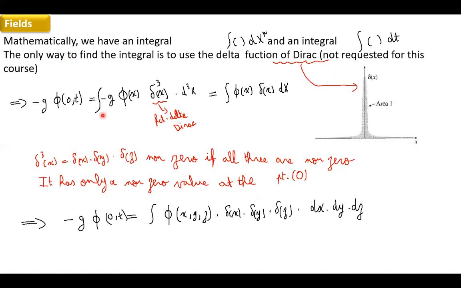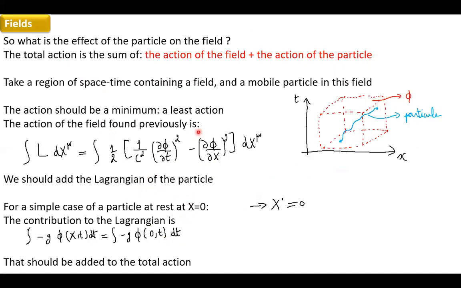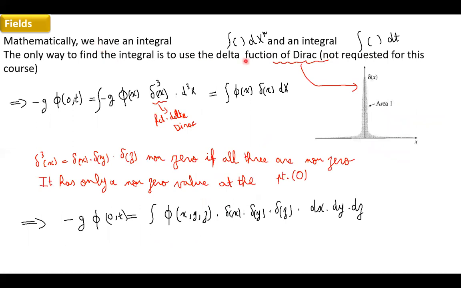This part of the action should be added to the total action. So we should add this action to this action in order to have the total action. But let's look at the integrals. We have an integral over dx mu, which means over dt, dx, dy, dz. And here we have an integral that is over dt. So mathematically speaking, these two integrals are not compatible. An integral over dx mu and an integral over dt are not compatible.